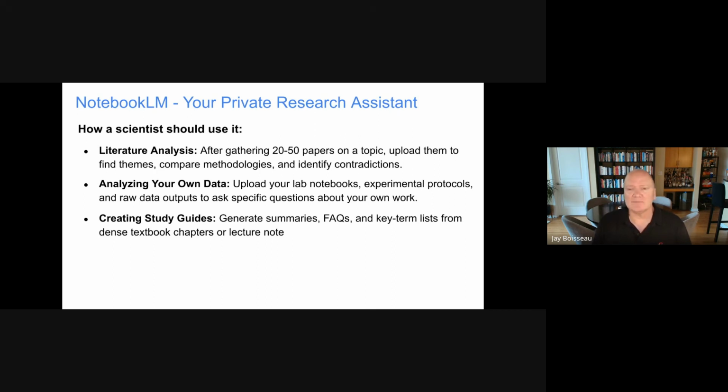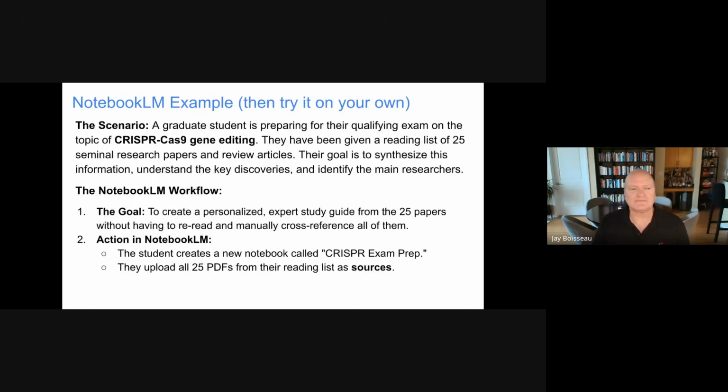Analyzing your own data. This is where you upload your lab notebooks, experimental protocols, etc., and raw data outputs. Note it's not just papers. Lab notebooks, experimental protocols, raw data outputs. All of this is source grounding the prompts that you're going to ask with this content you're giving it. And you can create study guides. There's all these articles out there about, is AI making us dumber? AI can absolutely make you smarter by creating study guides and training you to know this source material even better.